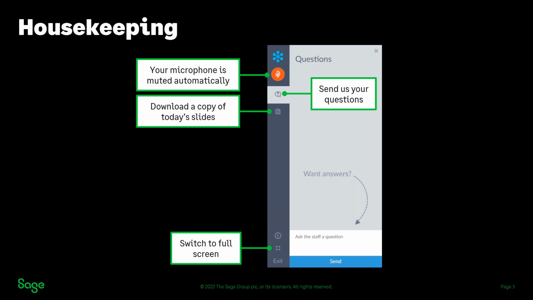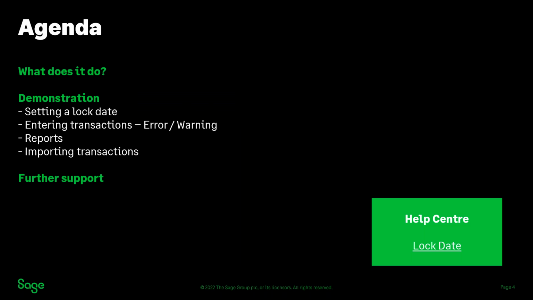Right, okay, let's see what we're covering in this session now. A little bit of background as to what it actually does. We'll then run through a quick demonstration. As I say, it's going to be quite a short session, this one. So how you can go about setting up a LockDate. And we're going to look at the two scenarios of when you come to enter a transaction, and hopefully it'll give you a good understanding of how the LockDate option works.